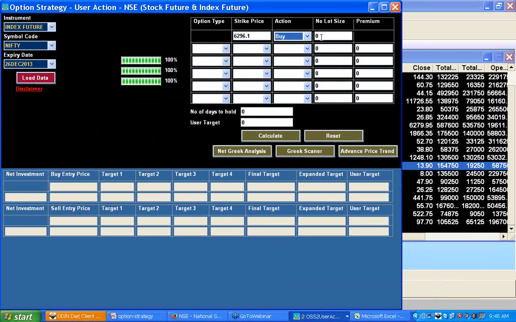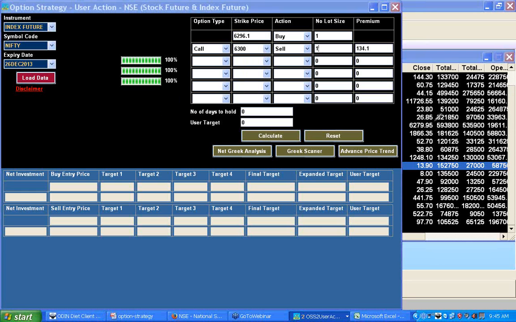I'll be selling one lot, preferably one call option of 6,300, the nearest. By this process of selling a call option and buying a future, at 6296 is the level I have bought the future, sold 134. So less it by 134. So this is a simple strategy.